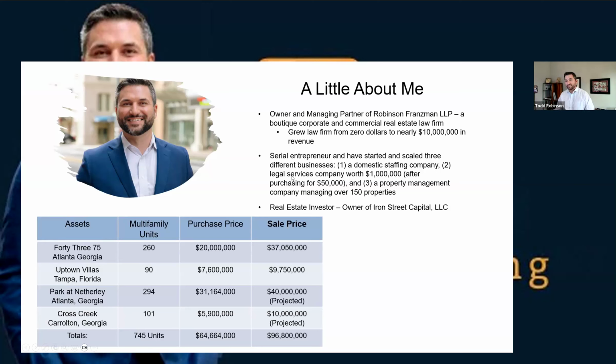I'm also a real estate investor. I've been one for nearly a decade, and I'm the owner of Iron Street Capital, my real estate investing company that I use to invest in and purchase commercial real estate. Here's a list of a couple of the deals I've been involved in. This doesn't include some of the single family purchases or flips I've done, also using other people's money. You see here 745 units I've been involved in directly, which have either been sold or are projected to be sold soon. The purchase value is around $65 million, with a projected sale price close to $97 million. That gives you a hint into the value I've been able to extract with my partners on some of these deals.